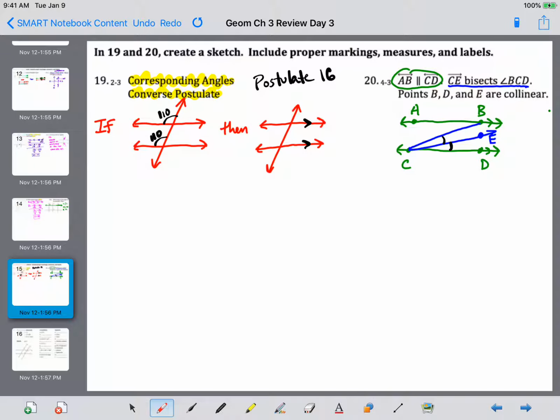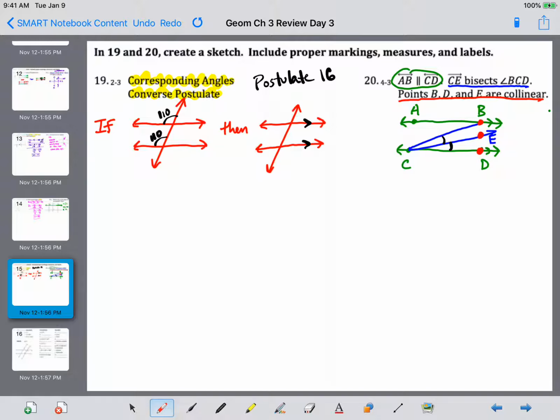Okay, we have one more sentence. Points B, D, and E are collinear. So here's my point B, point E, and point D. It looks like they're in a line, but in order to make sure they really are collinear, I have to connect them with a line segment or a ray or a line. So we have to show that they're collinear by connecting a line through B, E, and D. I actually used a line segment, which does the trick as well. Okay, we're just about there.